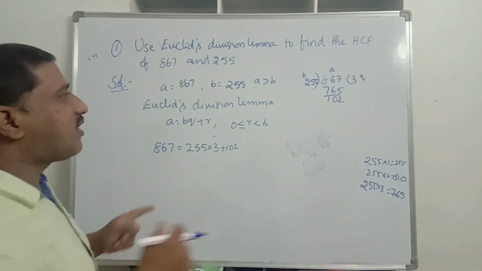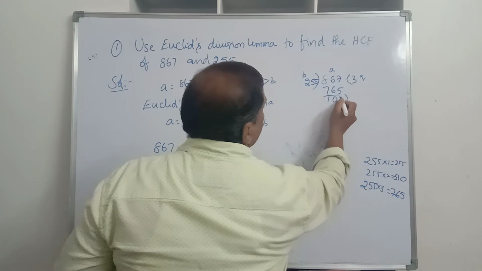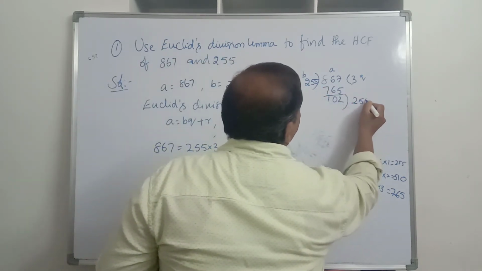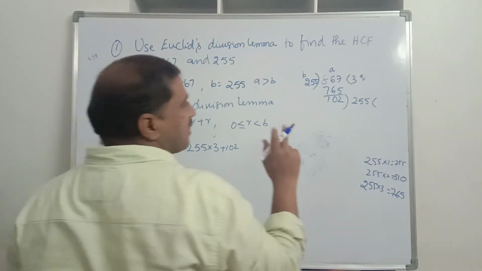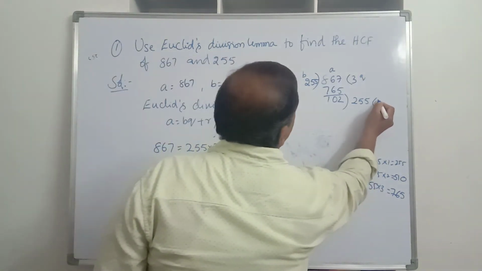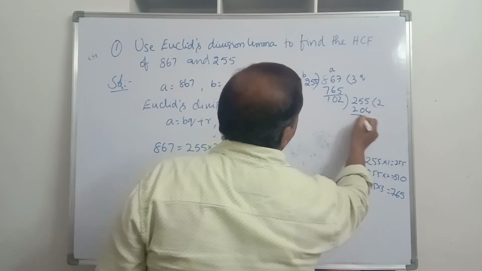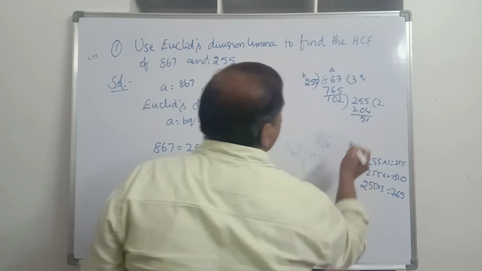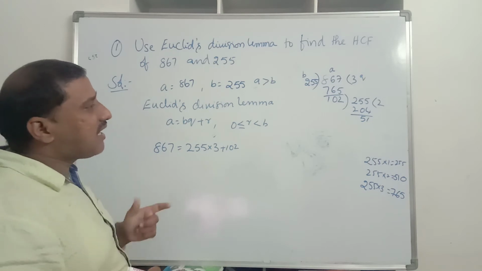Now what to do? Now take B as the dividend and remainder 102 as the divisor. Divide 255 by 102. 102 ones are 102, 102 twos are 204, 2 zeros are 0, 2 ones are 2. 5 minus 4 is 1, 5 minus 0 is 5. 51 we got.